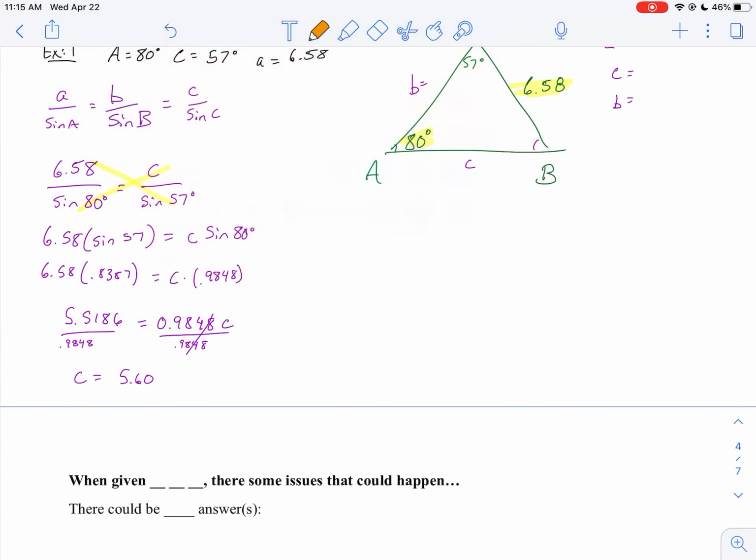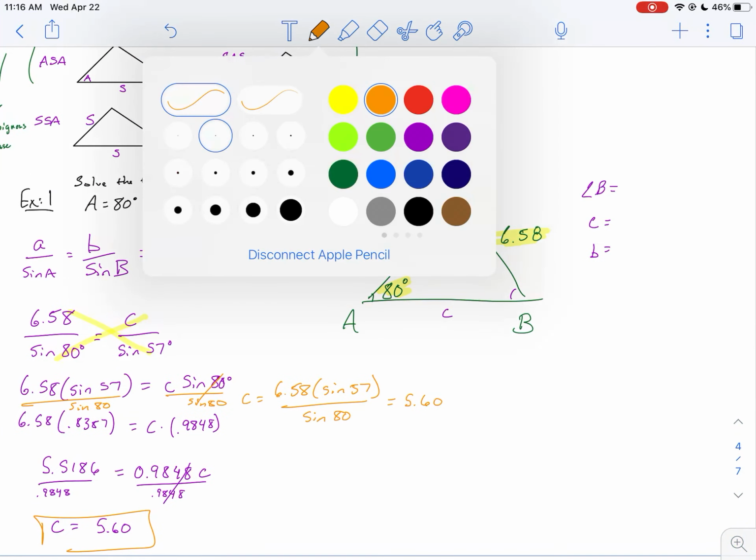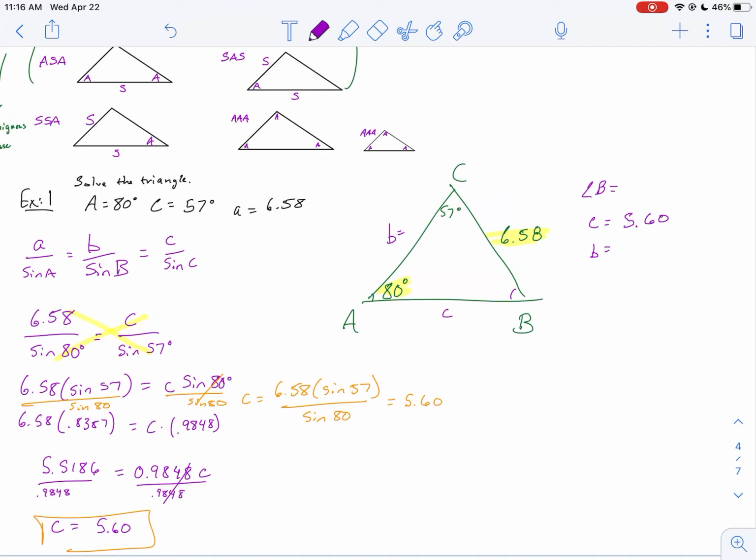Okay. Now, I mentioned another way. If you want, you could just leave it in terms of sine. So you could just divide both sides by sine of 80, cancel those out, and C then equals 6.58 times the sine of 57 divided by the sine of 80. If you type that all in your calculator, you get 5.60. So either way, doesn't matter. You end up with C being 5.60.